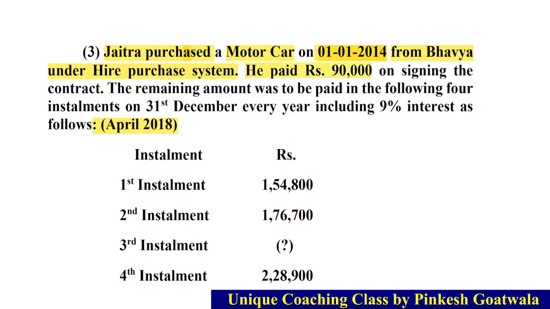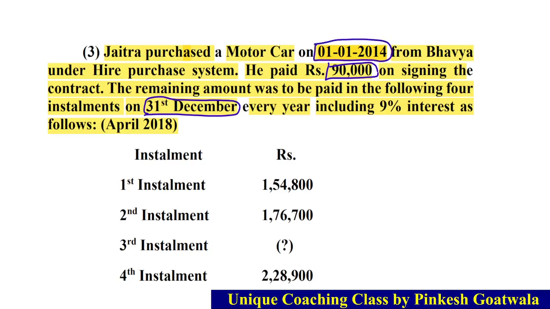He paid rupees 90,000 on signing the contract. So here down payment is given. The remaining amount was to be paid in the following 4 installments on 31st December every year, including 9% interest as follows. Okay. So there are 4 installments given and here it is clearly told that on 31st December every year. Okay. અને ક્યારે purchase કર્યું છે?